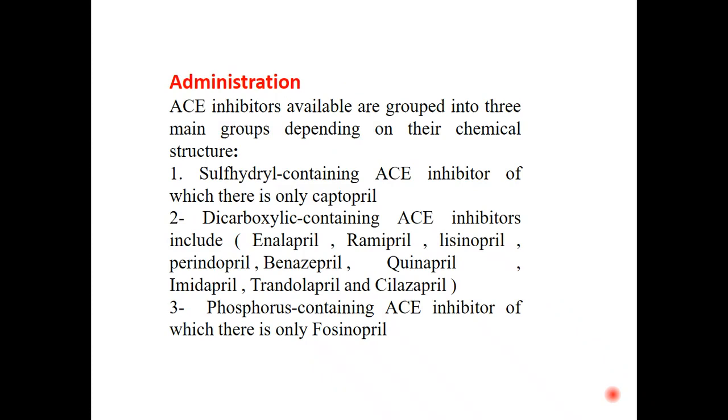ACE inhibitors are divided into three main groups depending on the chemical structure. First, sulfhydryl group, such as in the case of captopril. Second, dicarboxylate containing ACE inhibitors including enalapril, ramipril, lisinopril, and others. While third, phosphorus containing ACE inhibitor, of which there is only fosinopril.